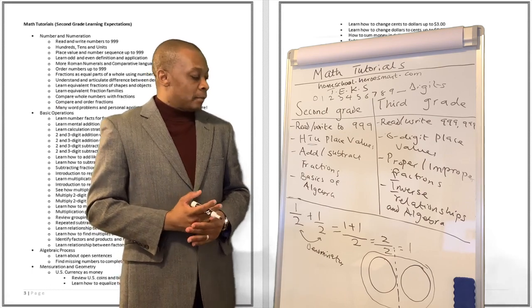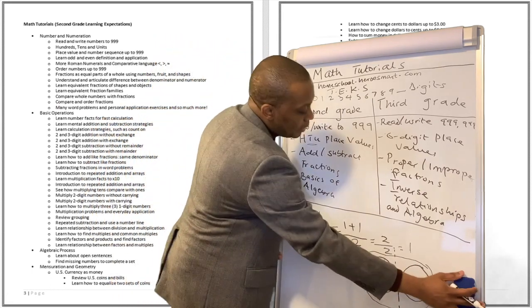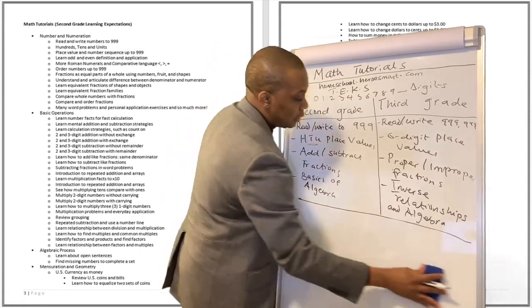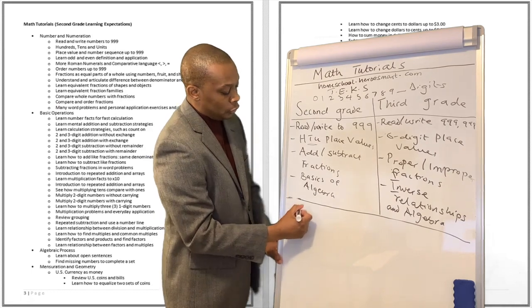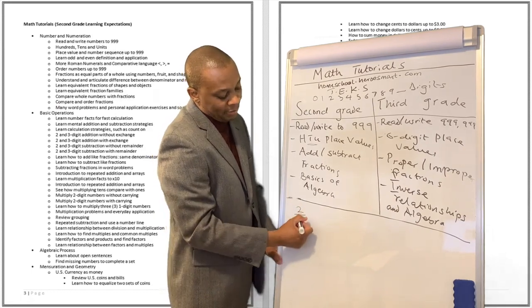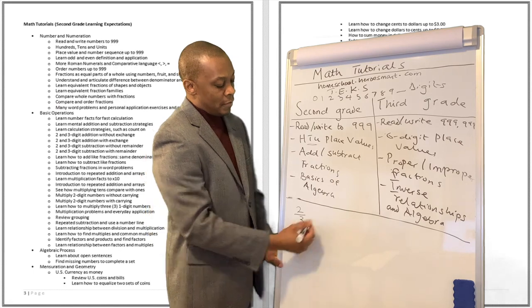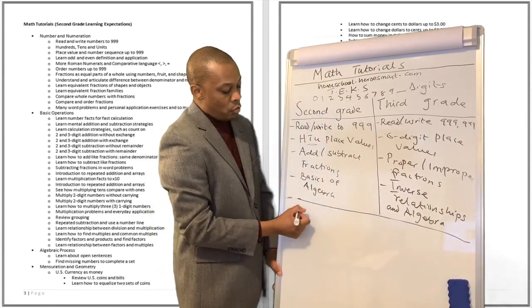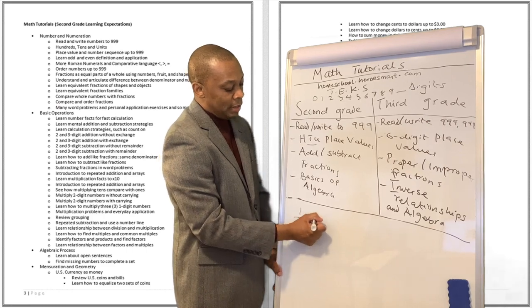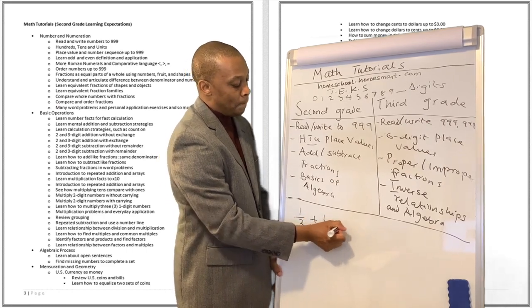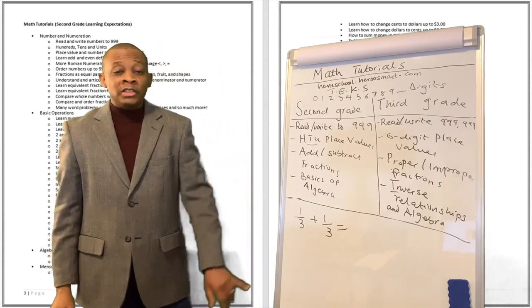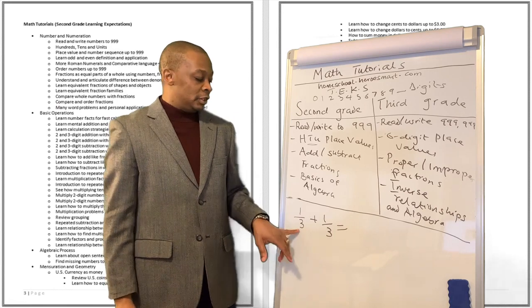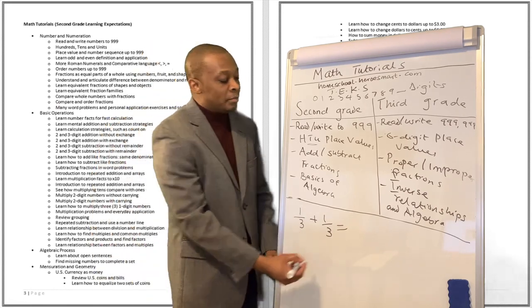All right, let's try another one. So what about if we have another fraction like this? We have 2 divided by 3. All right, let's try this one. 1 divided by 3 plus 1 divided by 3. All right. Well, these fractions have the same denominator as well. You can see this one has a 3, this one has a 3, so that makes it real easy for us.